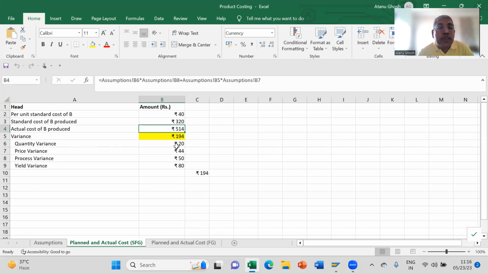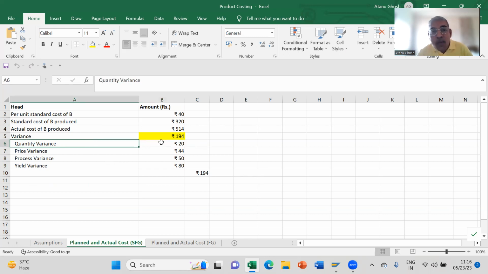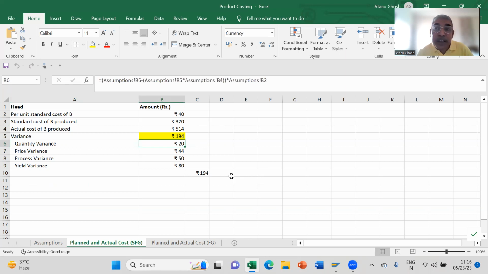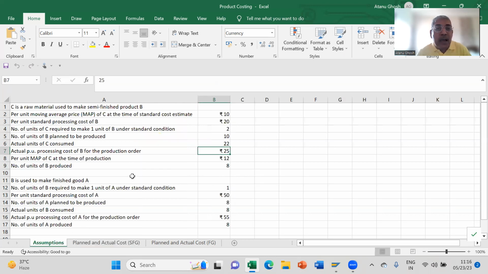So the first cause of the variance is the fact that instead of consuming 20 units of C, I consume 22 units of C. So I consume 2 units more. This cause of variance is called the quantity variance. How much is quantity variance contributing? 2 units multiplied by the moving average price at the time of standard cost estimate.